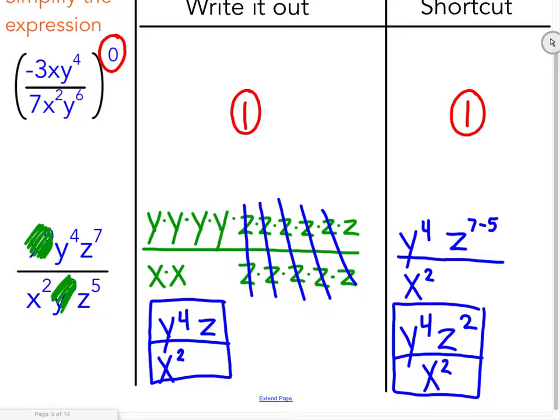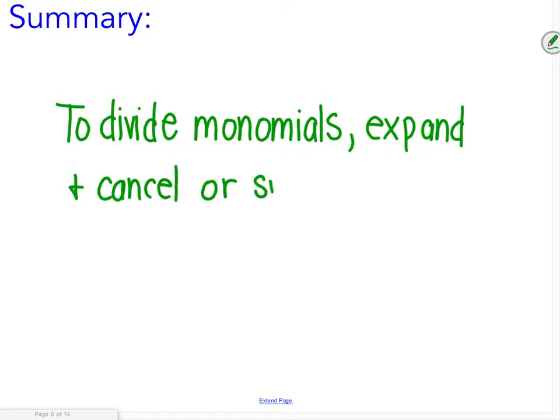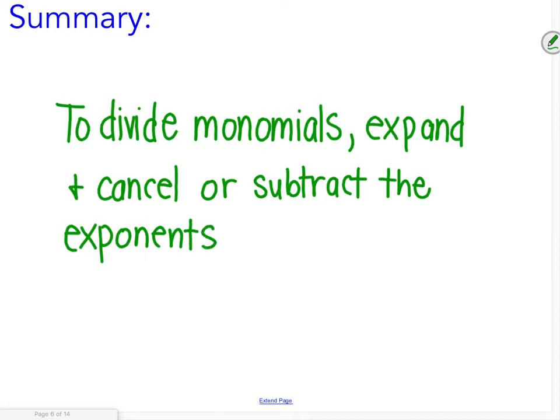All right, and our summary. To divide monomials, we're going to say expand and cancel, which is the write it out version. Or subtract the exponents of like variables, meaning the same.